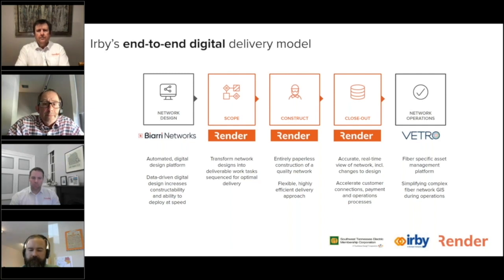Right, and Billy and Patrick, could you talk to us about some of the results and outcomes just in terms of connection experience, etc.? Yeah, Sam, I tell you what, the process that Irby's put together is phenomenal. Obviously, I'm a little biased, but I have talked to several peers in our industry, and the efficiency of the network design from BRA, the integration into Render, and then that flowing into Vitro has been really great for us.